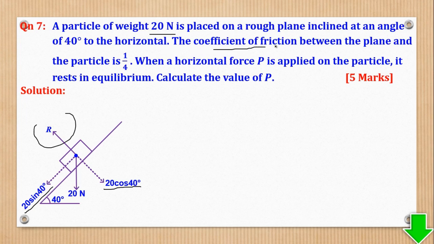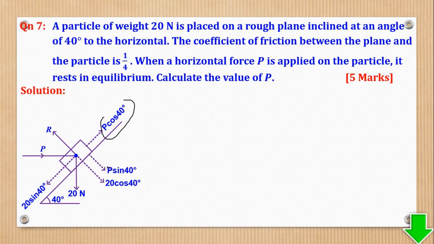And then they talked about the coefficient of friction, meaning there will be friction. Now in equilibrium, this particle will be at the point of sliding downwards. Therefore, friction must oppose motion. But before we oppose motion, let's first put the horizontal force. So the horizontal force is P, so it is that. Then you also have to resolve it. It has two components. There is a component parallel to the plane. It will be P cos 40 degrees. And a component perpendicular to the plane. It will be P sin 40 degrees.